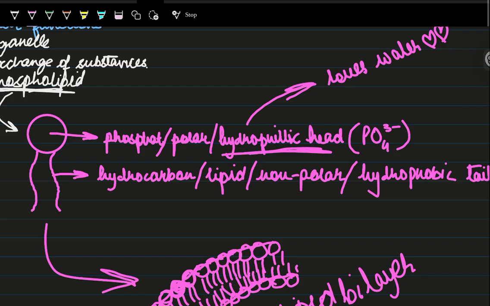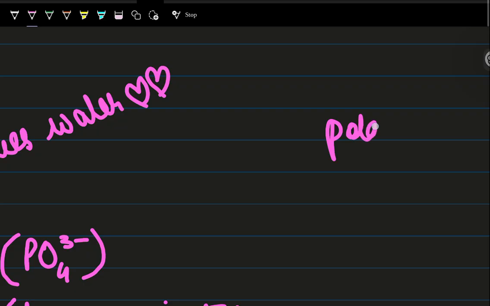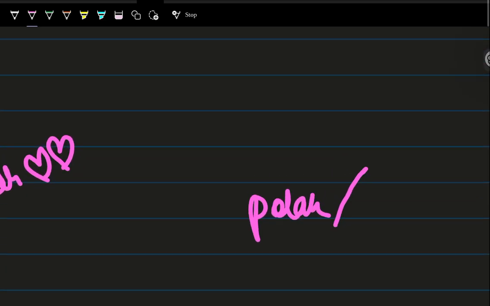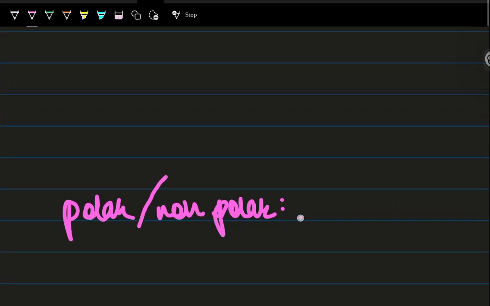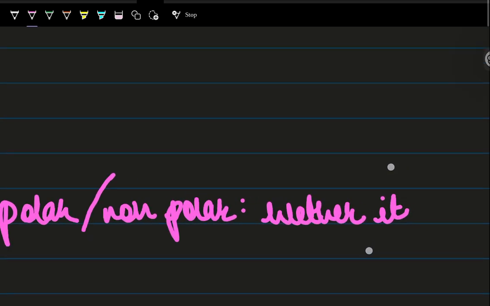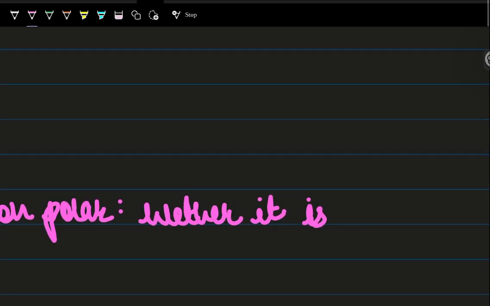So what do we mean by non-polar and polar? Non-polar and polar basically means whether it is charged or not. Let me write it down. Polar slash non-polar is to see whether it is charged or not, whether it contains any charge or not.